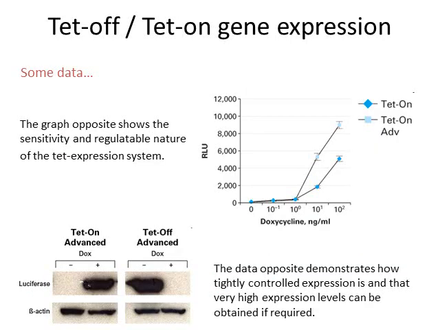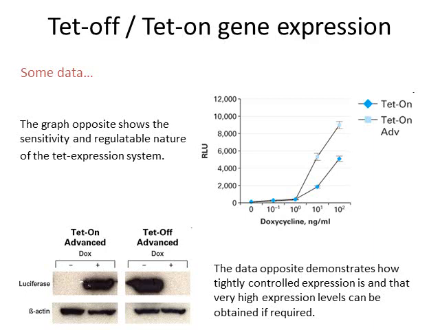So what does this look like then if you use this expression system in the lab? We've got some data here. The graph opposite shows you how sensitive the system is, and that it's regulatable in nature. The key concept is that you can add a little bit of doxycycline and you can turn a little bit of expression on. If you add more doxycycline, you can turn more expression on. So we haven't got an on-off switch for a light. We've got a dimmer switch now.